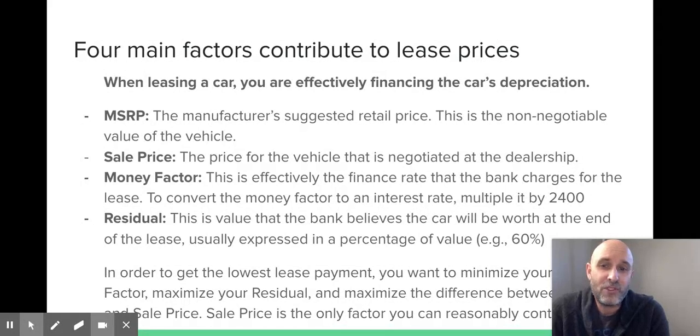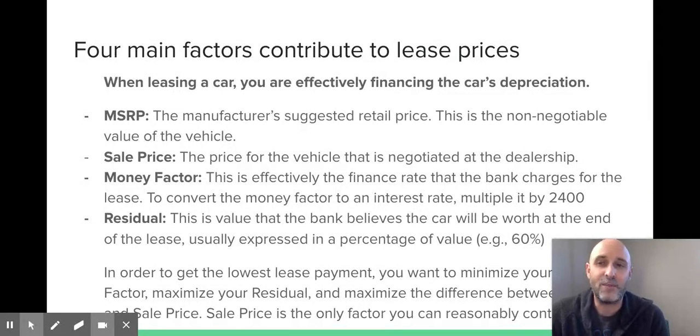And the money factor is just like any interest rate. You want it as low as possible. So think about that as you're trying to think of the different types of cars you could potentially lease. If you can have a low MSRP that will have a big discount off to get you a lower sale price with a low money factor and a really high residual.